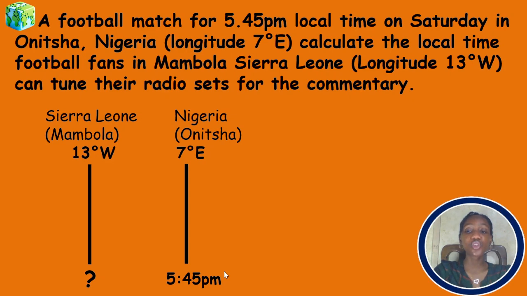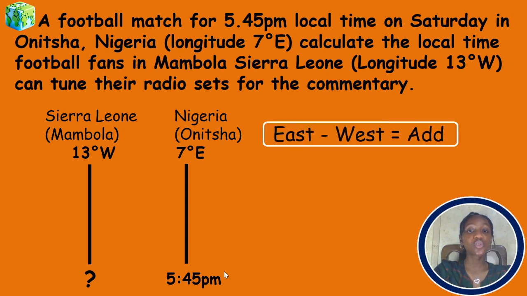Make sure not to mix up the positions of the longitudes. If you are confused, you can draw a small cardinal point to help you orient yourself. East is to the right, while west is to the left. Now let's mention the principle we'll be using. Since both the places are located in different hemispheres, that means we're going to add.